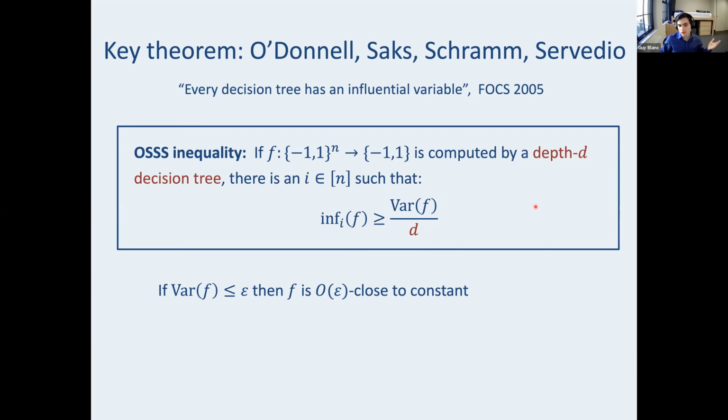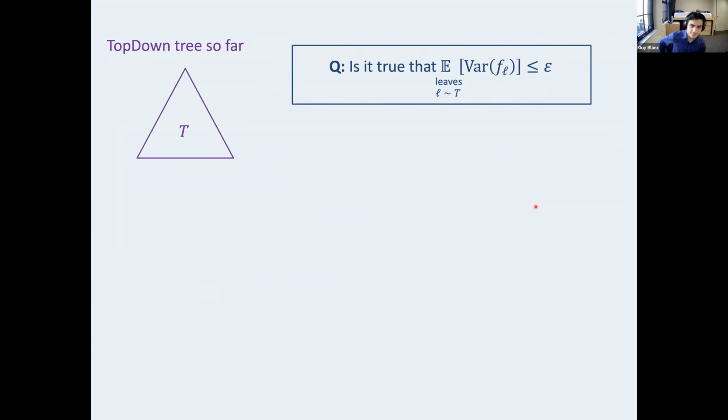Okay, so we can pick a variable with pretty high influence, and we're happy because then we can make a lot of progress in our potential. Okay, and now kind of everything comes together into a one-slide proof, or at least proof sketch. Okay, so we're building this top-down tree.